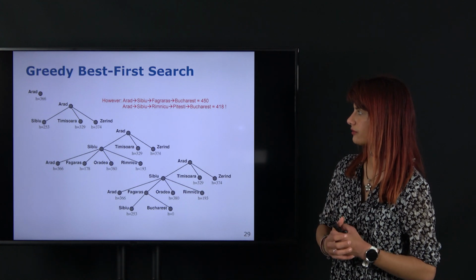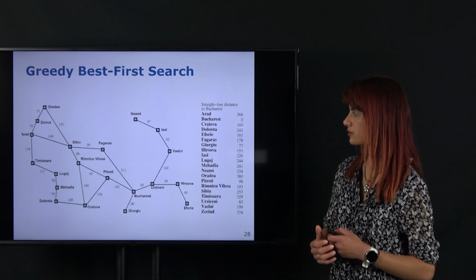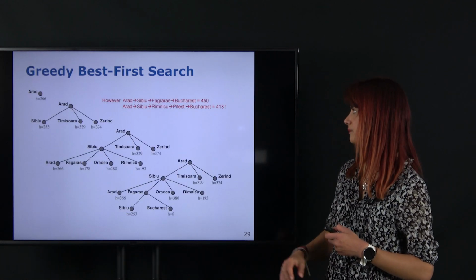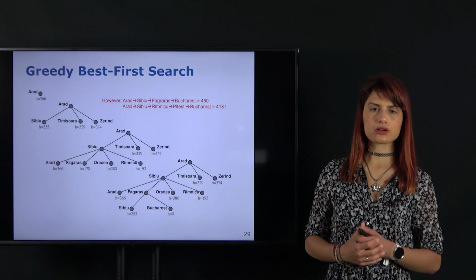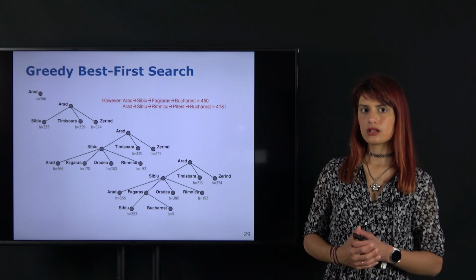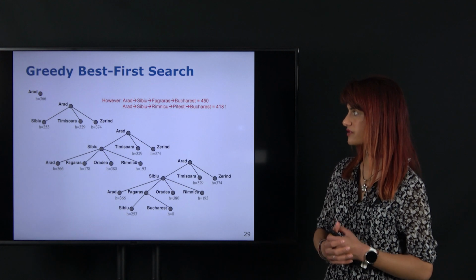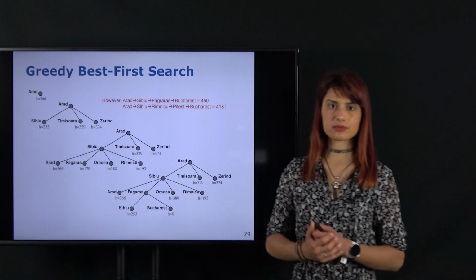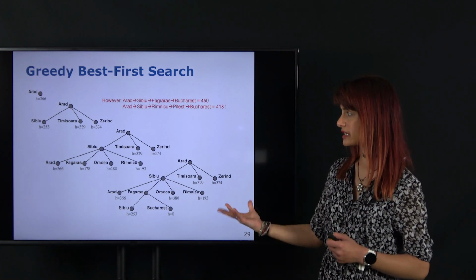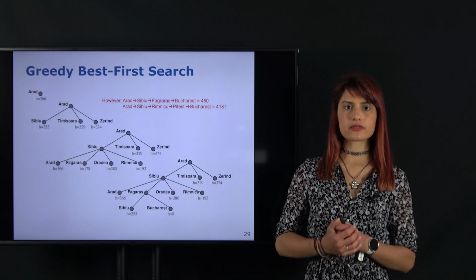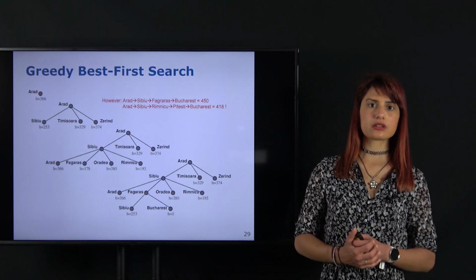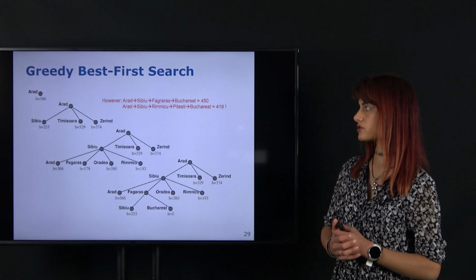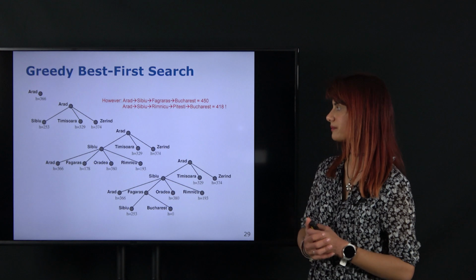However, looking at the graph, we can observe that there is actually a shorter route. If we go this way, in fact, we will only accumulate a cost of 418. But our algorithm was not able to find this path first because of the greedy nature of its expansion. So this is a situation where the greedy best first search algorithm does actually produce a solution, but it is not the optimal, not the one with the shortest total cost.